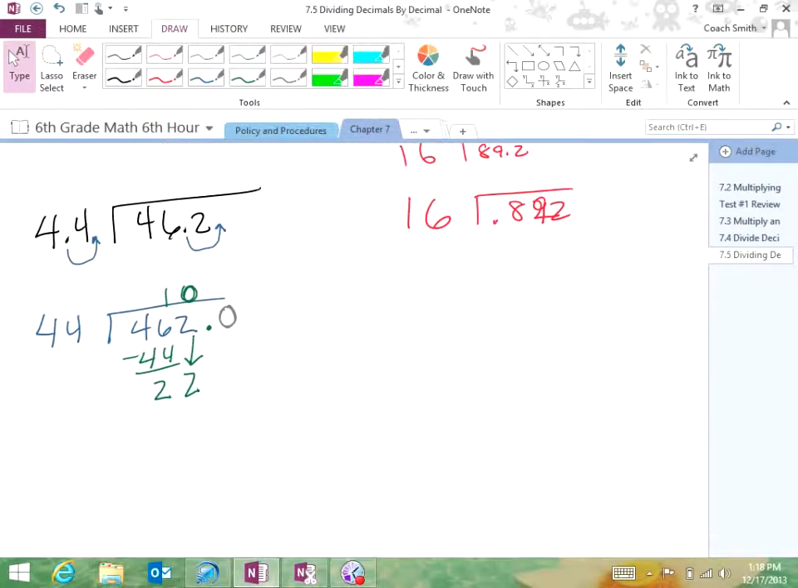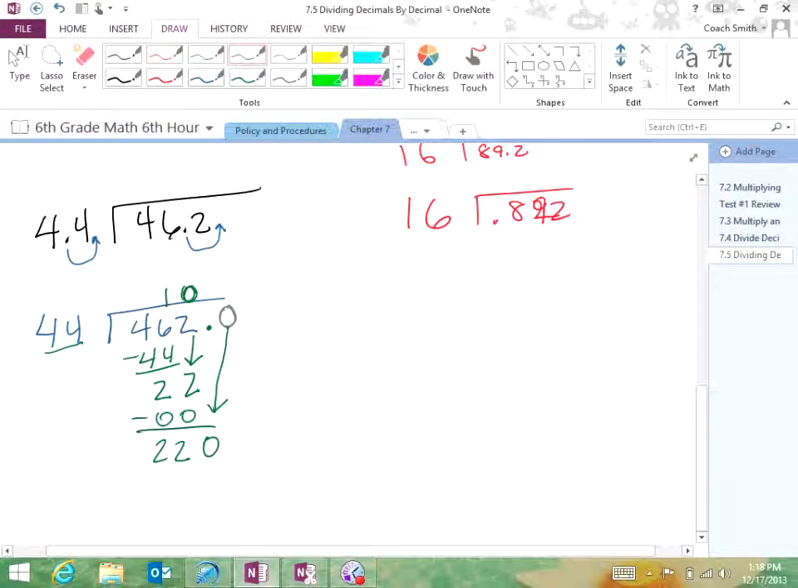Okay? Now, we just said that 44 doesn't go into 22. So 0 times 44 is 0. So there's your 22. You bring down this 0, and I bring up that decimal, the one inside the bracket right here. Moved it up right there. Do you always add the 0? Not necessarily. You only add it if you need it. We need it to finish this problem.